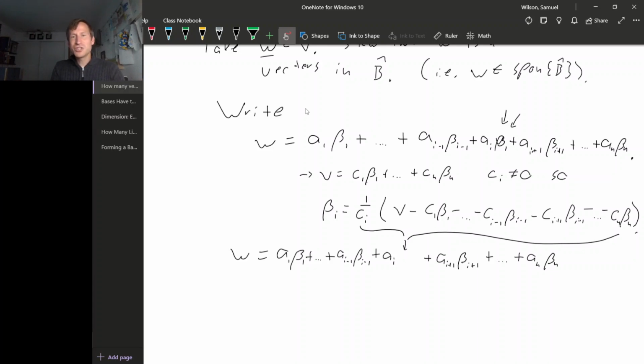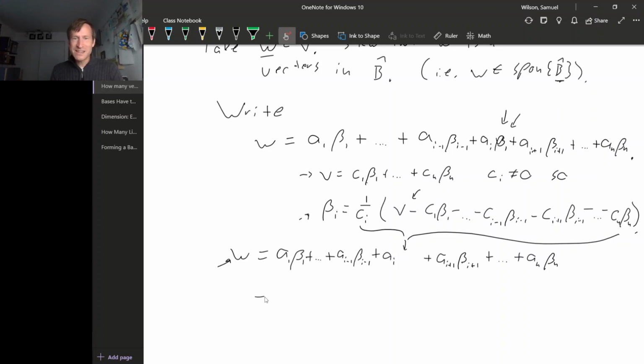Remember, we were trying to show that W is in the span of beta hat, so we want to show W is a linear combination of all of the betas, but with beta I replaced by V. Well, look, we're almost there. We have W expressed as a combination of all of the betas, but beta I isn't in this list because we did this substitution, but V is in this list.